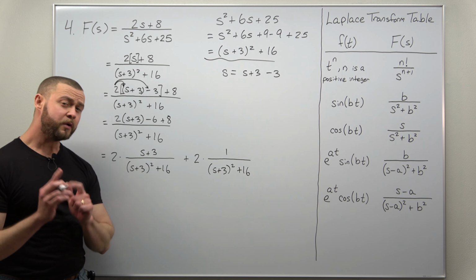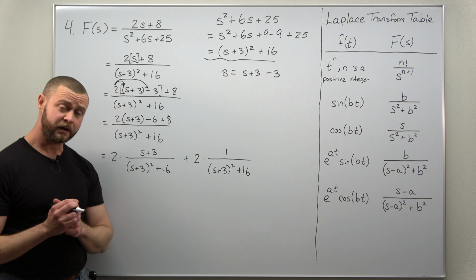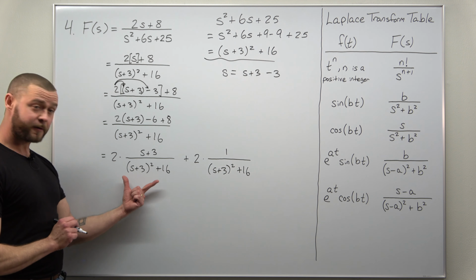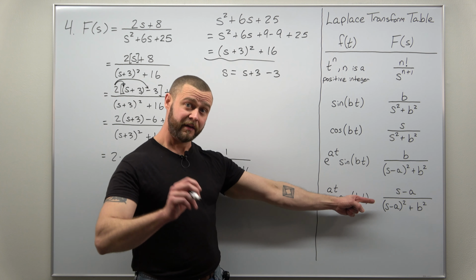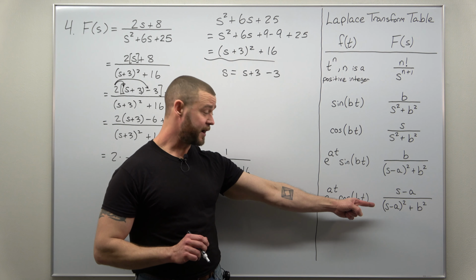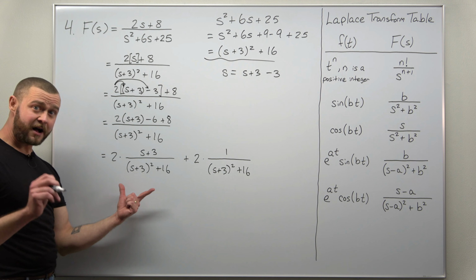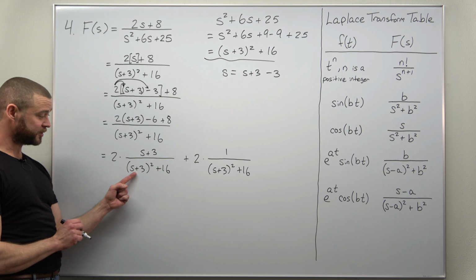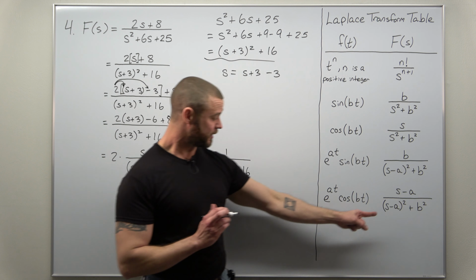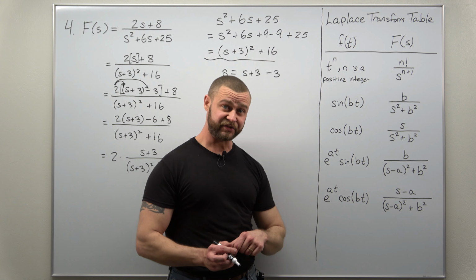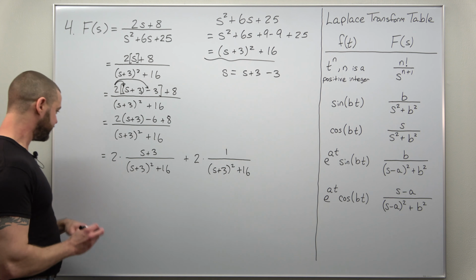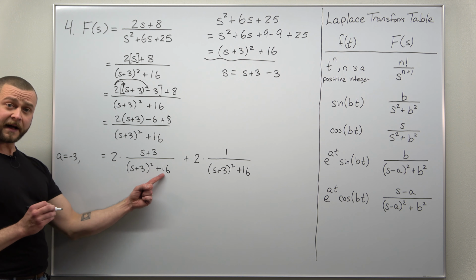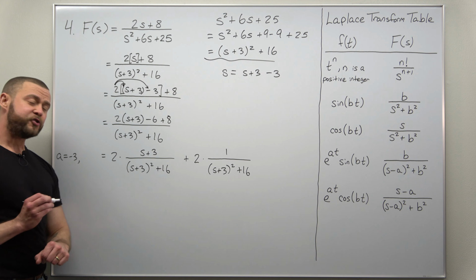And now we should be able to adjust any missing factors. Now, if we take a look at the first fraction that we have here, that matches exactly the last Laplace transform pair. We're going to identify the value of a as negative 3, because keep in mind here, we have it as s plus 3 squared, but the formula contains s minus a squared. So here, a is going to be negative 3. And your value for b, that should be 4.